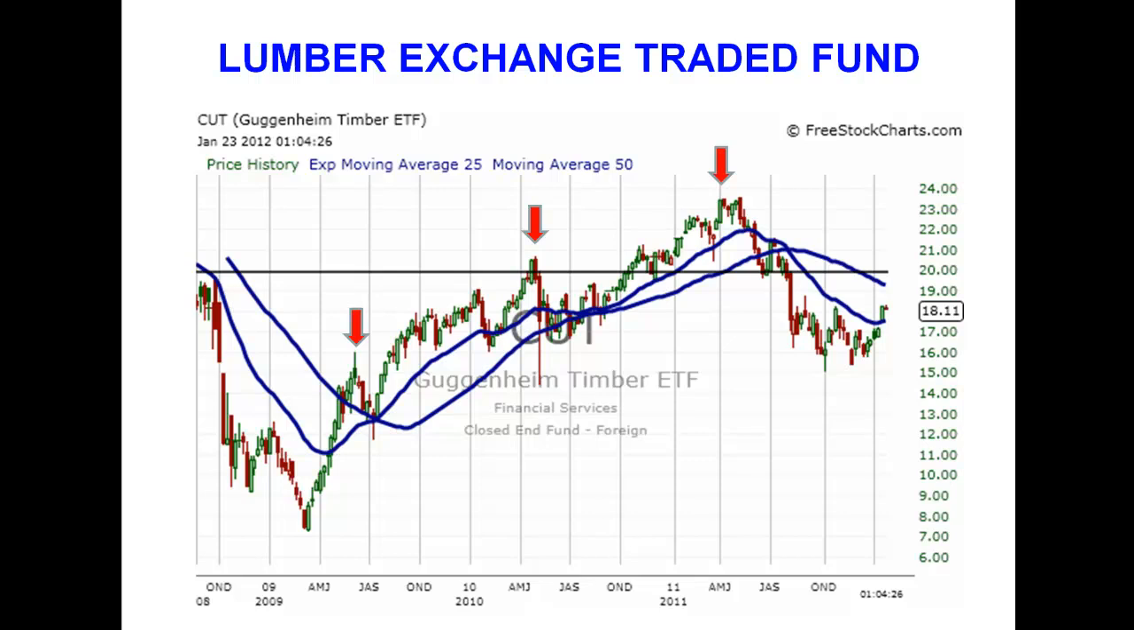This chart shows the symbol CUT, that's C-U-T. This is a lumber exchange traded fund. Pays a relatively decent dividend, by the way. Hasn't been too bad of an investment, especially if you're on top of the seasonality.